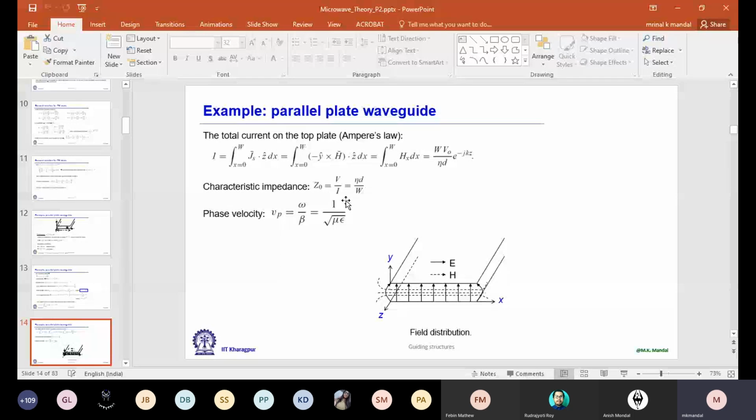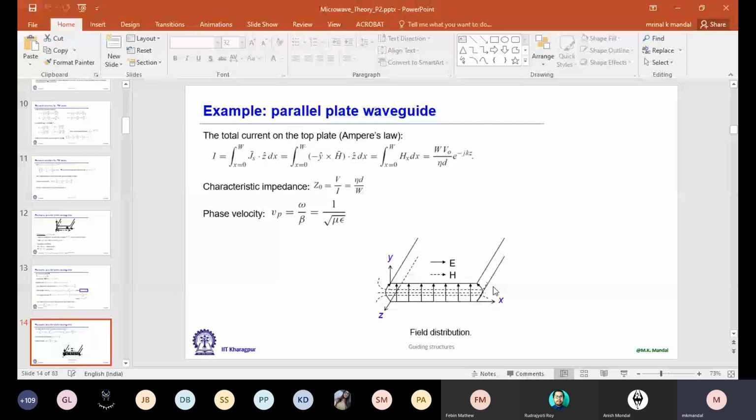Okay, and you see the direction of electric and magnetic field, how it looks inside the parallel guiding structure. So electric field is in Y direction, and magnetic field is in X direction. So we actually used simplified analysis, so we can only predict inside the guiding structure. What happens just outside, for that we have to go for full wave simulation.